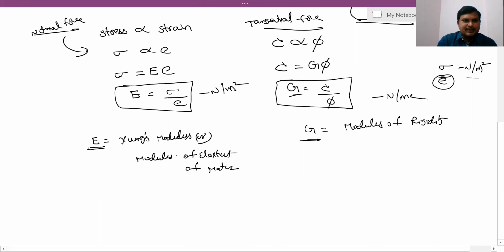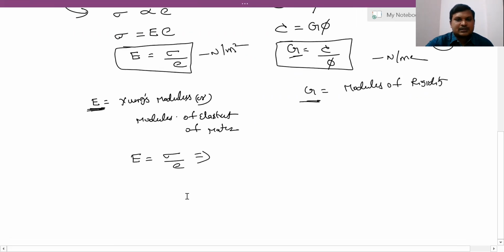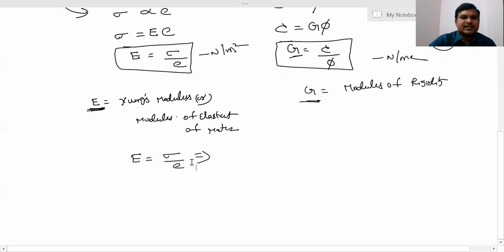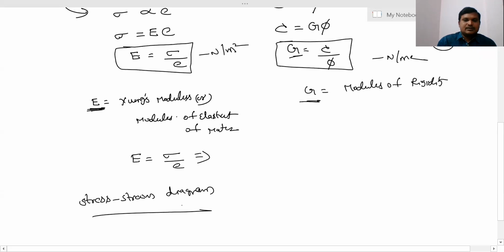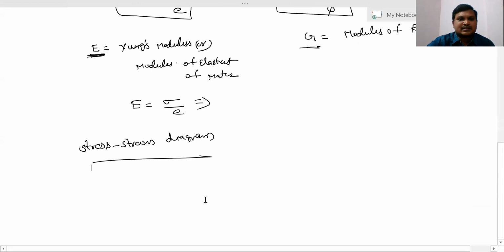So what is the physical meaning of Hooke's law? By conducting this, the Young's modulus is equal to stress by strain. We can represent this Hooke's law in a stress strain diagram.